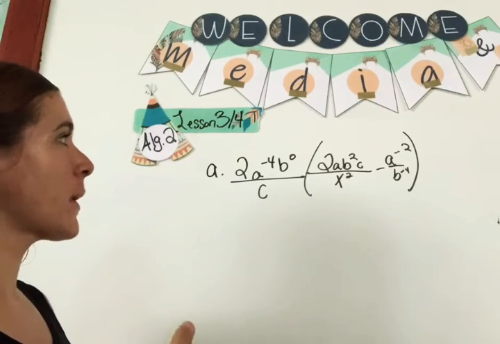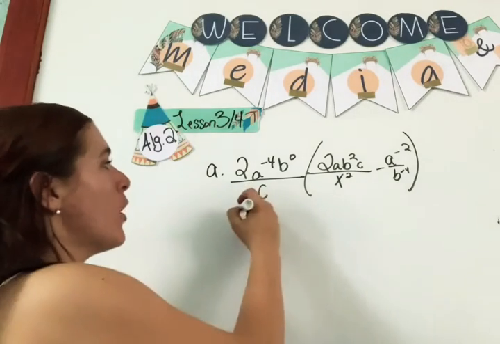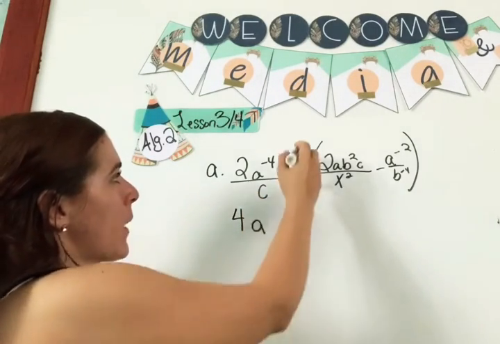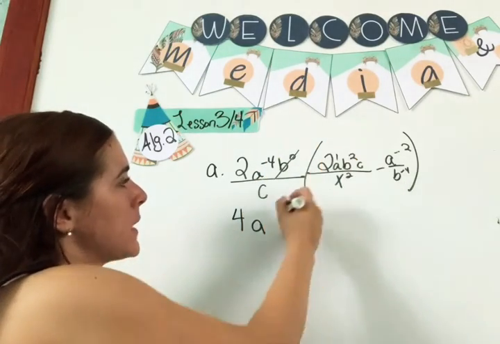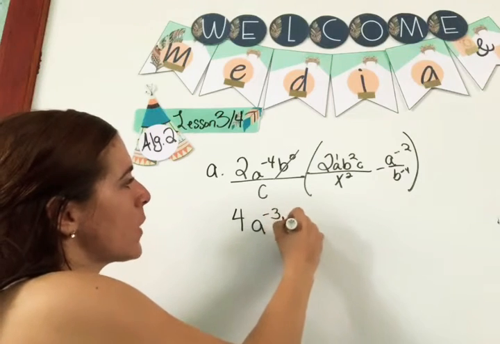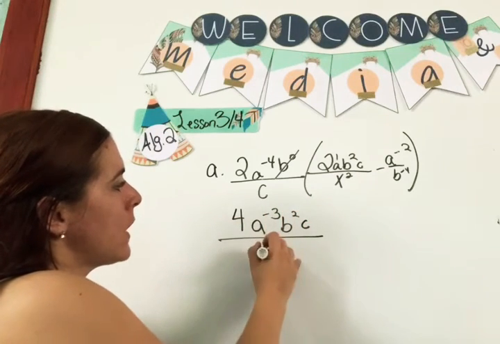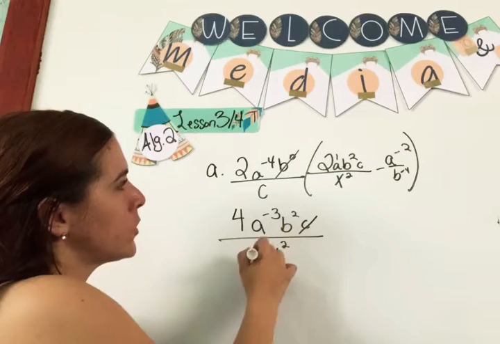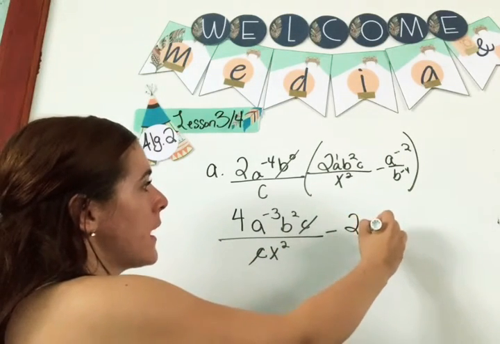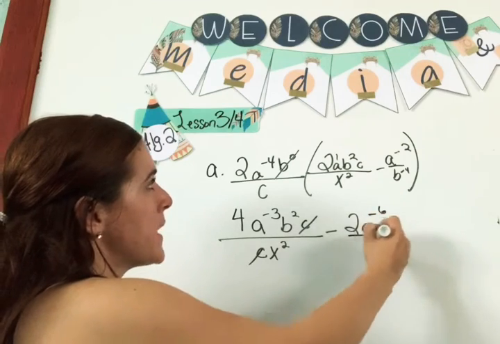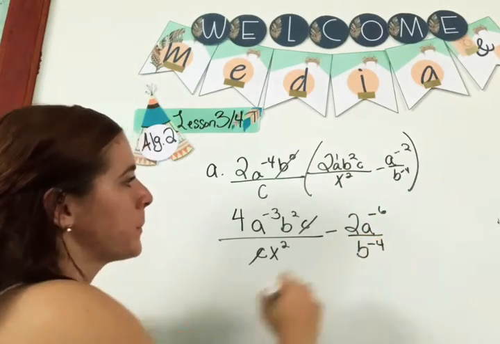Okay, let's look at this one in case you need help with it. So we have 4a, by the way, I took this out because we don't need it, right? 4a to the negative 4 plus 1 is going to be negative 3, b squared over c, and c x squared. So we can also take out that c really quickly. Then we have 2 to the a to the negative 6, b to the negative 4.